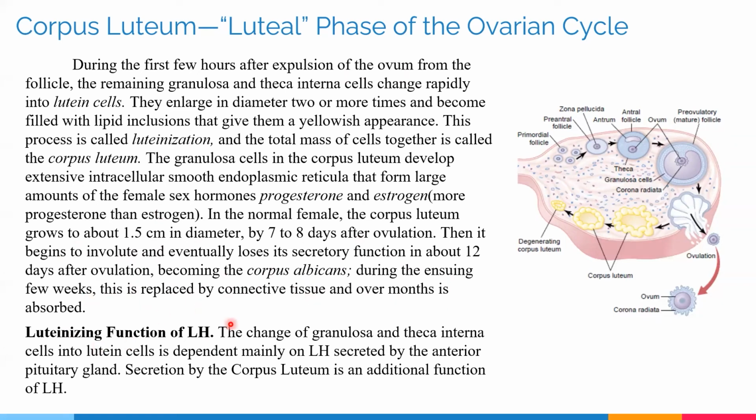Luteinizing function of the LH. The change of granulosa and theca interna cells into lutein cells is dependent mainly on LH secreted by the anterior pituitary gland. Secretion by the corpus luteum is an additional function of LH.